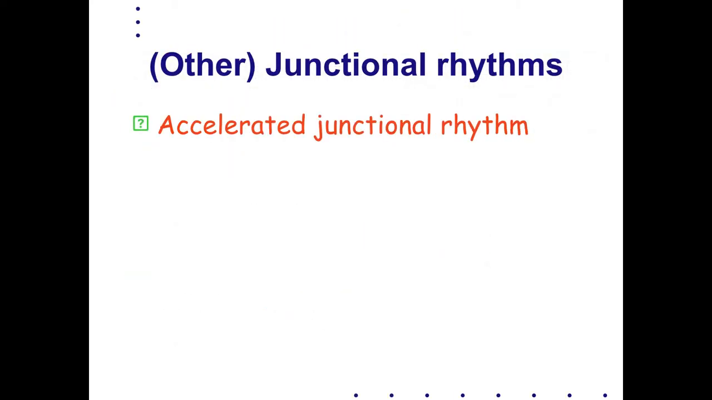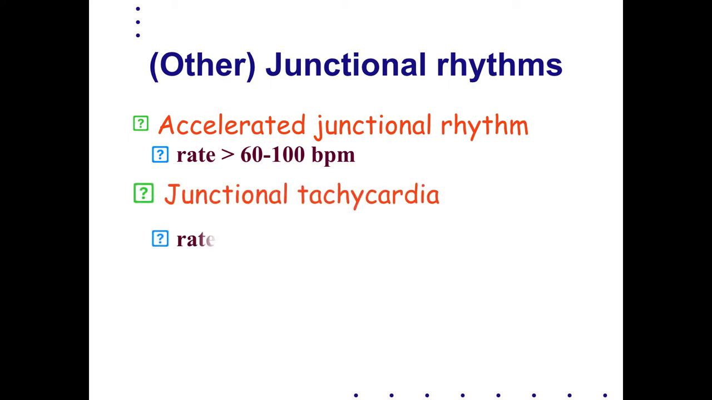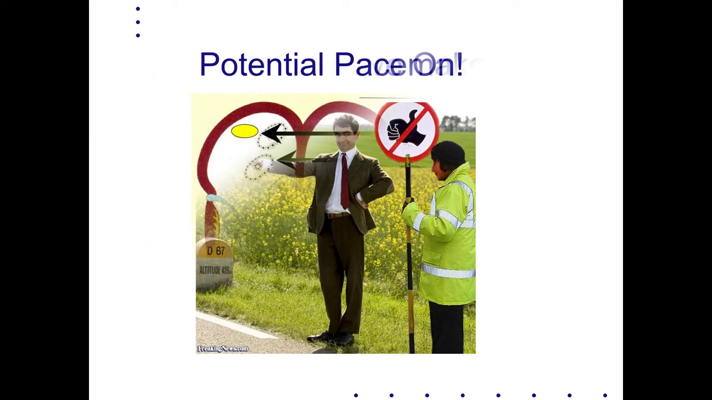So let's look at that. So there's also an accelerated junctional rhythm. So when it's greater than 60 to 100 beats per minute and you still see those inverted P waves hidden or before or after, that would be termed accelerated, okay? There's also junctional tachycardia, which is where the rate is greater than 100 beats per minute. I know, let's keep moving, right?